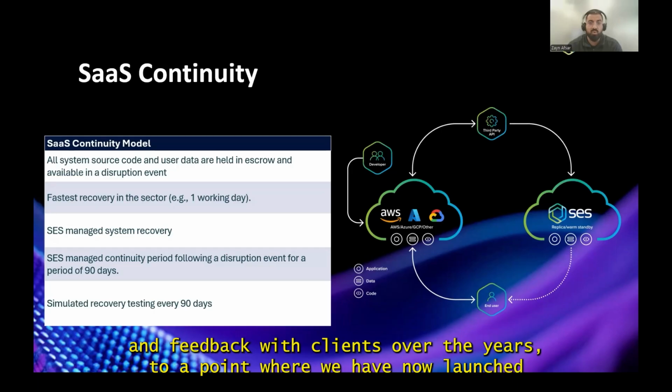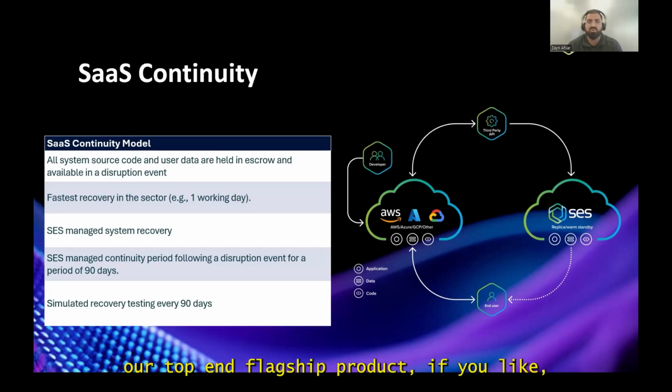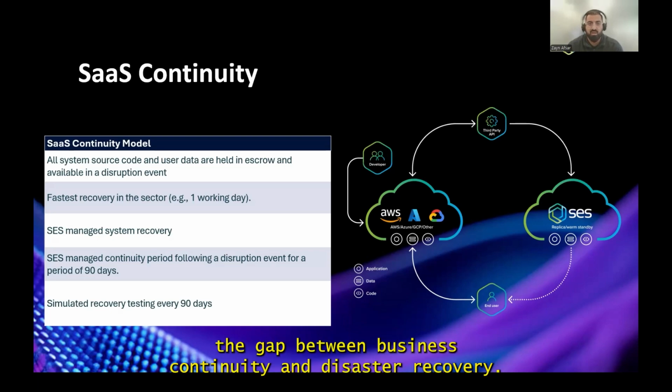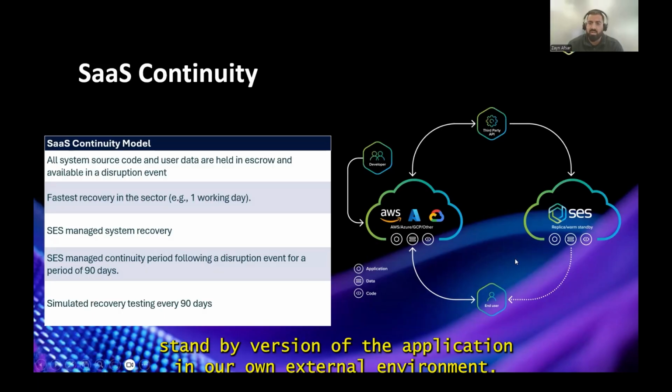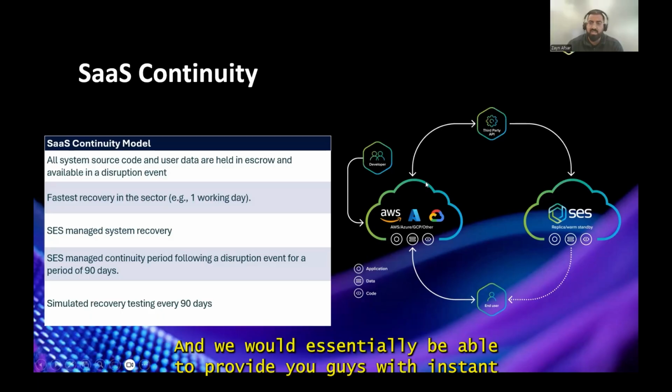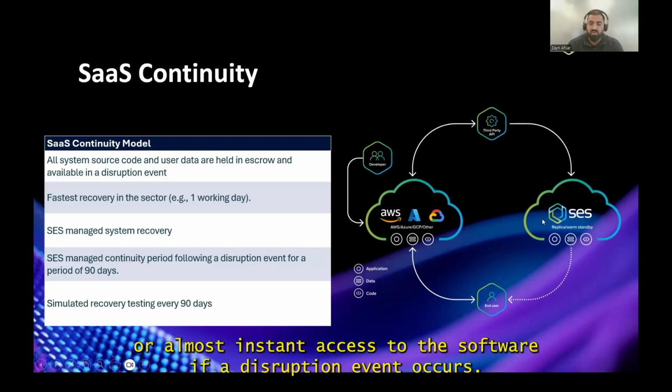Off the back of that, we've had quite extensive conversations and feedback with clients over the years to a point where we have now launched our top-end flagship product, if you like, which was really put in place to bridge the gap between business continuity and disaster recovery. With this, SES would have a replica or a warm standby version of the application in our own external environment. And we would essentially be able to provide you with instant or almost instant access to the software if a disruption event occurs.